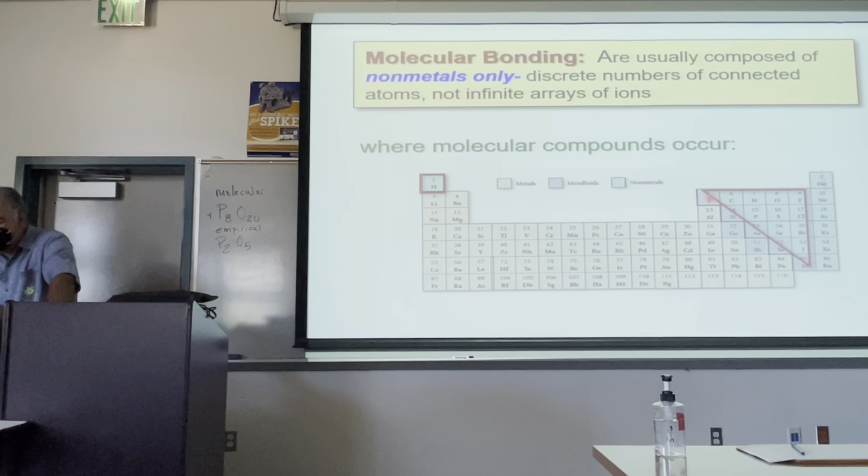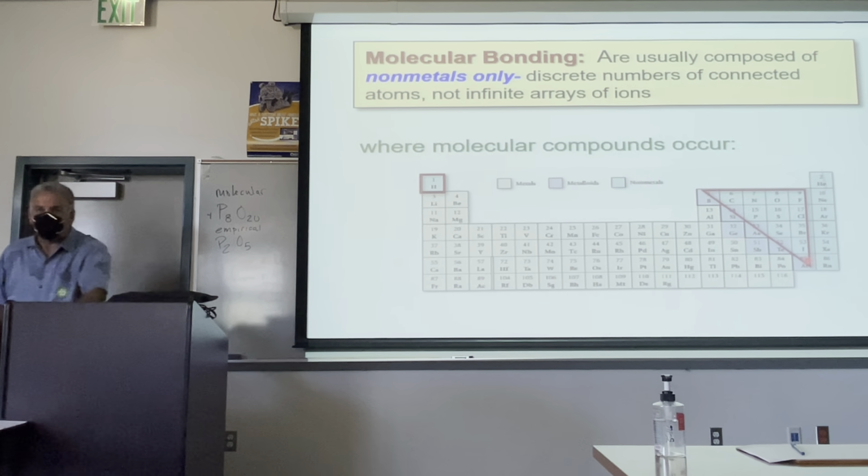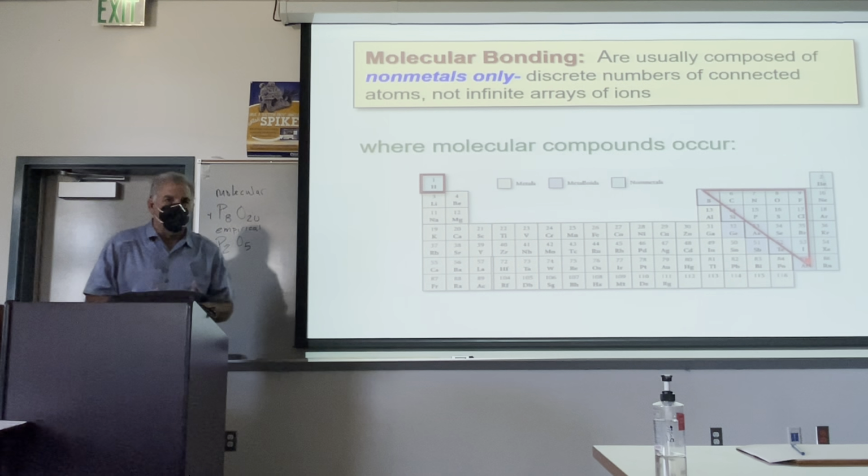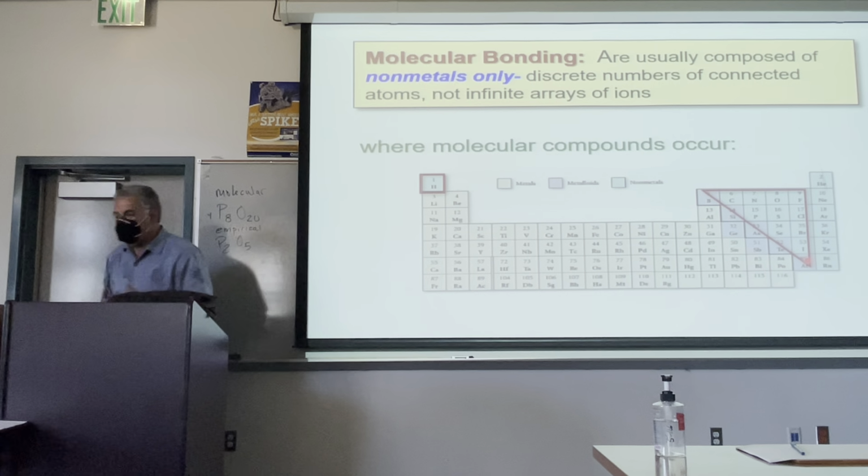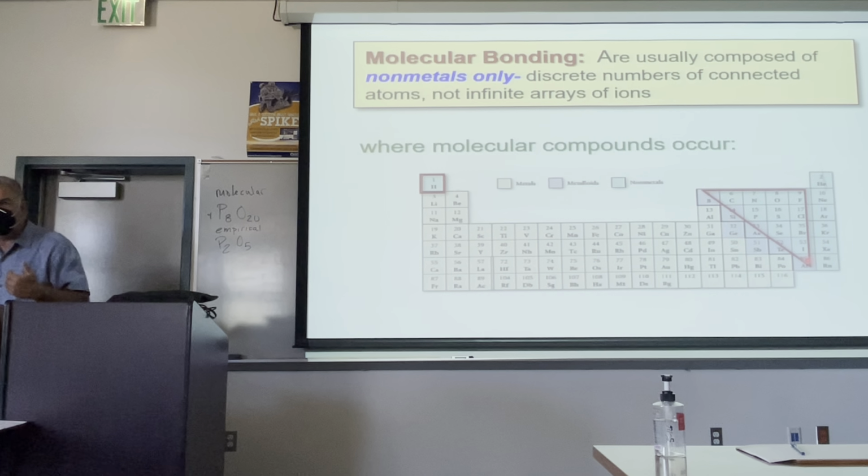So remember, the metalloids count as either metals or nonmetals. So this group right here often forms molecular compounds. And when they mean molecular compounds, they're talking about sharing electrons. Okay? And that's why they don't form ionic compounds, because they share electrons.